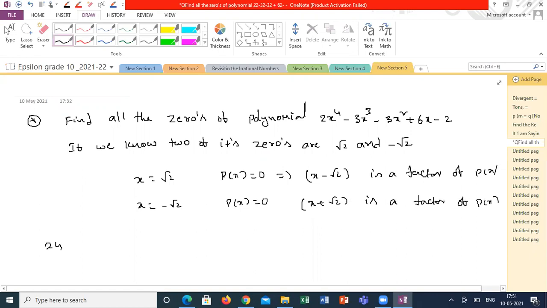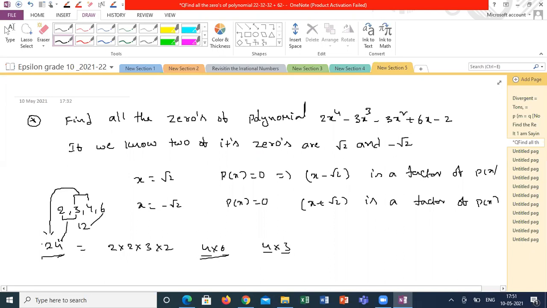Suppose I have the number 24. This 24 can be written as 2 into 2 into 3 into 2. I can say 4 into 6 or 4 into 3. The product of two factors is also a factor of 24. Got it what I am saying? Yes, sir. 2 is a factor, 3 is a factor, 4 is a factor, 6 is a factor, 12 is a factor. You can take 3 and 4. The product of 3 and 4 is also a factor. Product of 2 and 3 is also a factor. 6 and 12, I can't say, but the product of two factors which is less than 24, I can say is a factor of that.